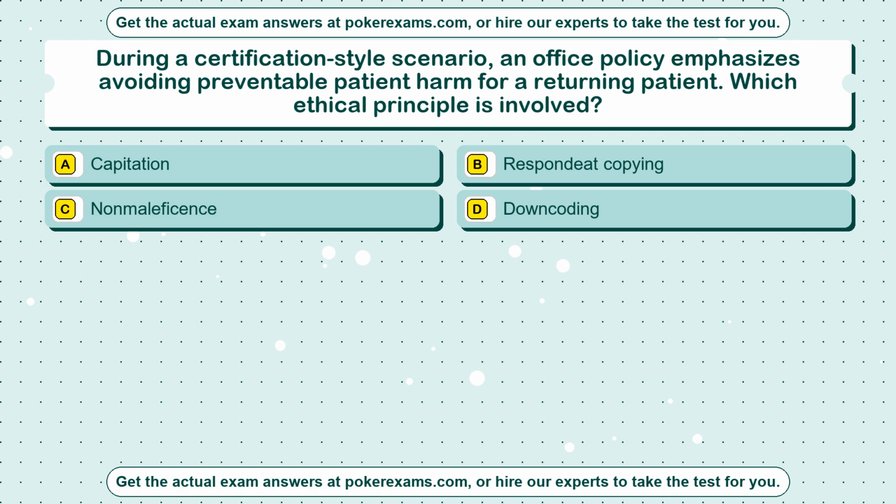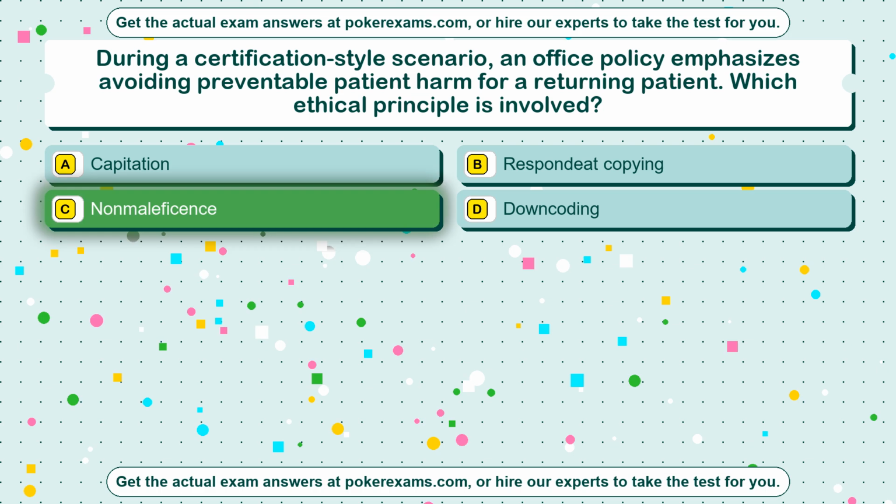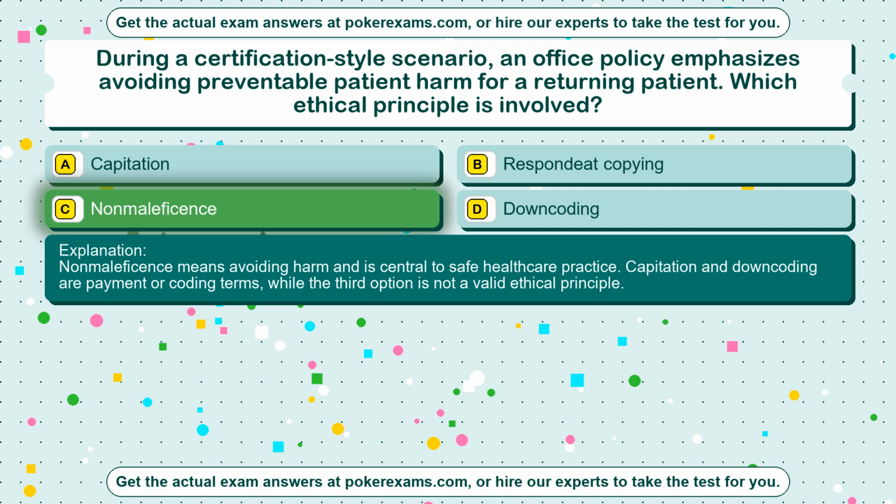Question 90. During a certification-style scenario, an office policy emphasizes avoiding preventable patient harm for a returning patient. Which ethical principle is involved? Option A. Capitation. Option B. Respondeat copying. Option C. Non-maleficence. Option D. Downcoding. The correct answer is option C. Non-maleficence. Non-maleficence means avoiding harm and is central to safe healthcare practice. Capitation and downcoding are payment or coding terms, while the third option is not a valid ethical principle.